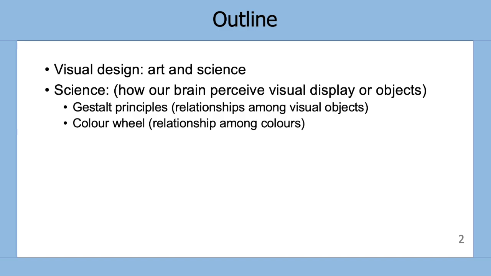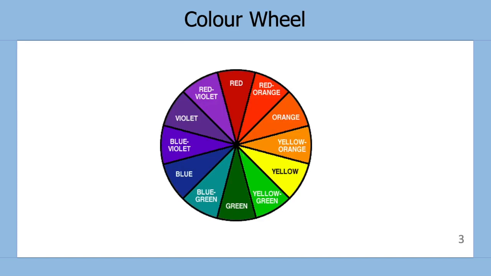And to do so, we use tools like the Gestalt principles and the color wheel, which is the focus of today's video. This is a color wheel, and it consists of 12 different colors. It organizes the colors around a circle to demonstrate the relationships among the colors.